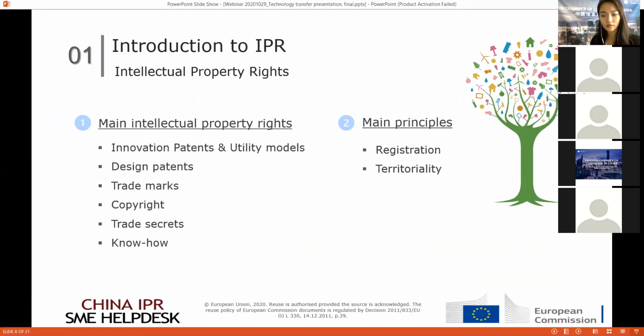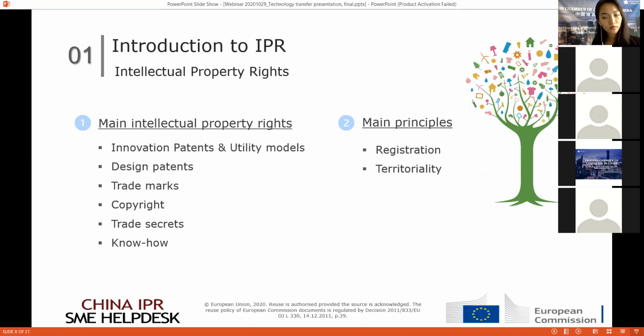When we're talking about intellectual property rights, we are talking about a different variety of rights. We have innovation patents and utility models, which protect inventions, those aspects of technology that are technical and innovative. They protect not only final products, but also how to produce them, the different processes of production.